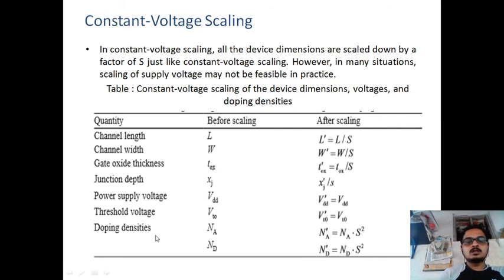Then the doping density is scaled. Here we get Na into S square, and Nd into S square. These three parameters are not scaled here: the power supply voltage, threshold voltage, and doping densities. Here we only scale the dimensions. These four parameters are related to dimensions. That's why they are scaled by a factor S.